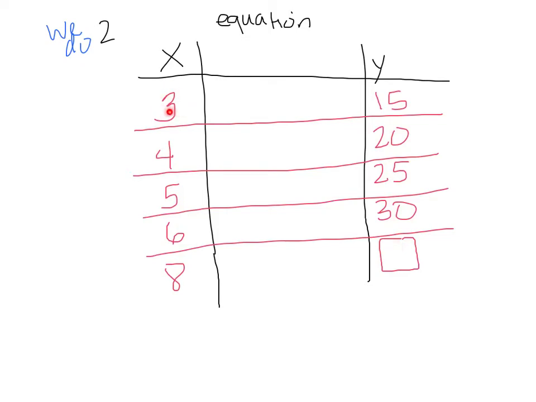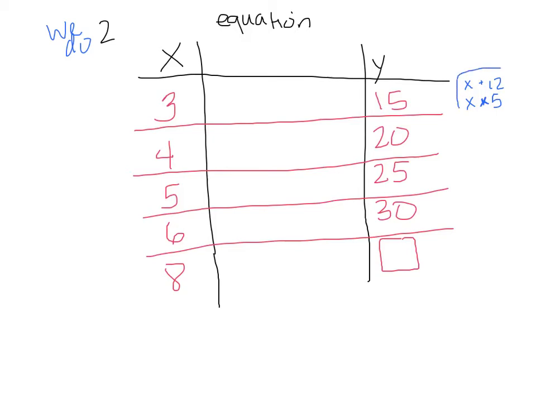What can I do to 3 to make it become a 15? There's a couple of things I can do. It's moving upwards, so I can use addition. 3 plus 12. So if I said x plus 12 would be 15. Or x times 5, if I did multiply, would equal 15. So those are two possibilities.